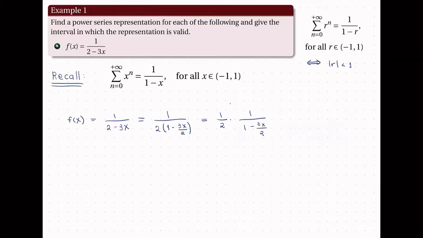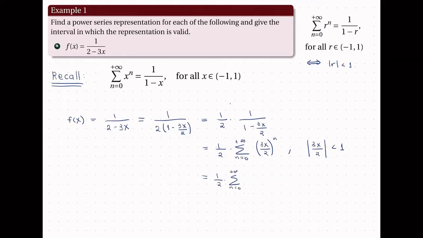So, ibig sabihin, kapag ginamit natin itong equality na to, we can write this now as 1/2 times the summation from n equals 0 to positive infinity of r raised to n, or r here is 3x over 2 raised to n. And then, ano yung conditions natin for r? So, dapat the absolute value of 3x over 2 is less than 1. Okay? And then, simplifying this, we have 1/2 times the summation from n equals 0 to positive infinity.